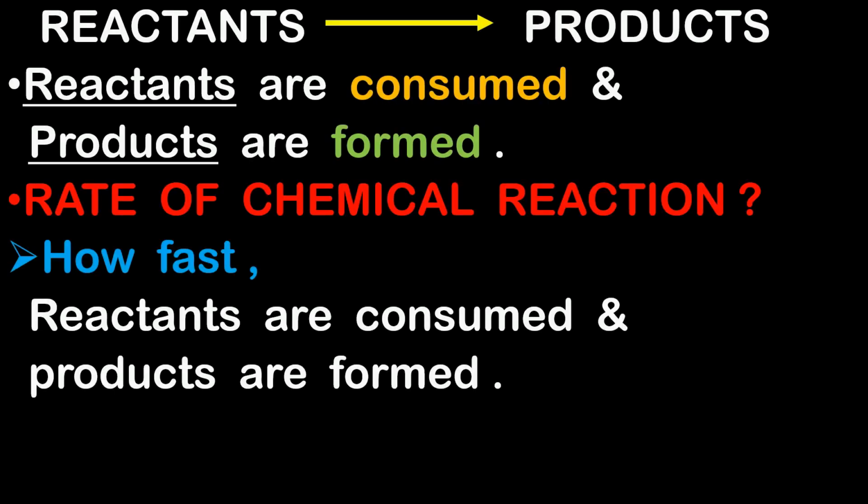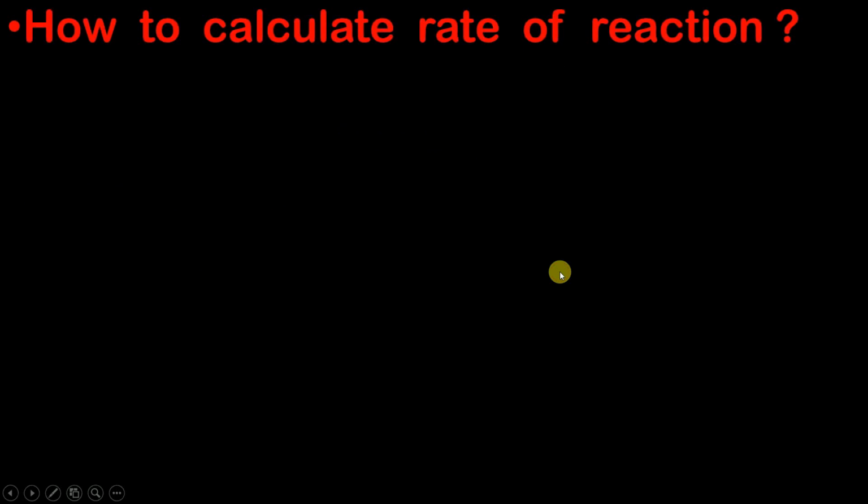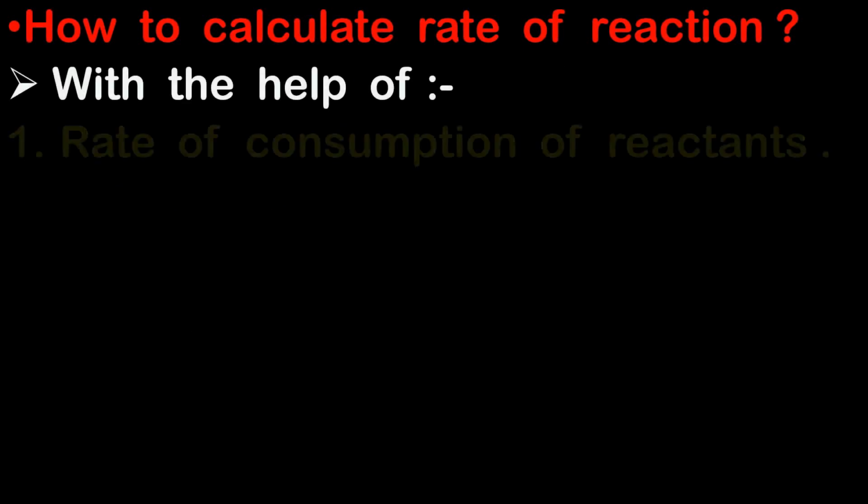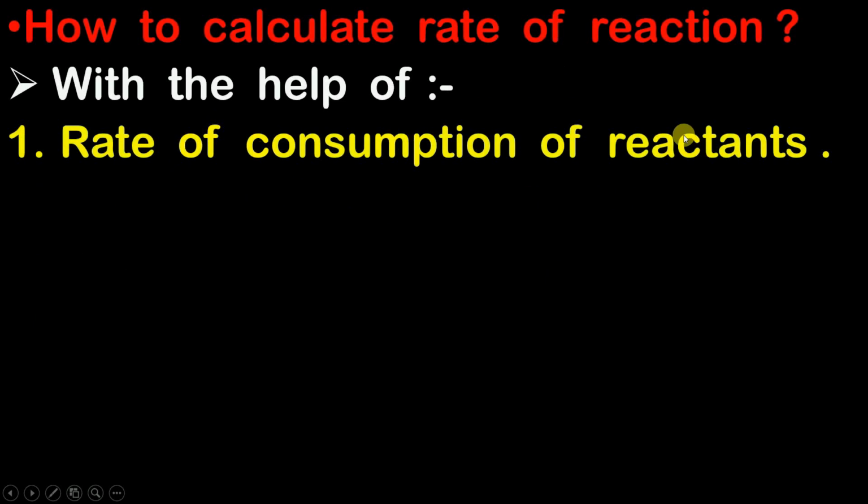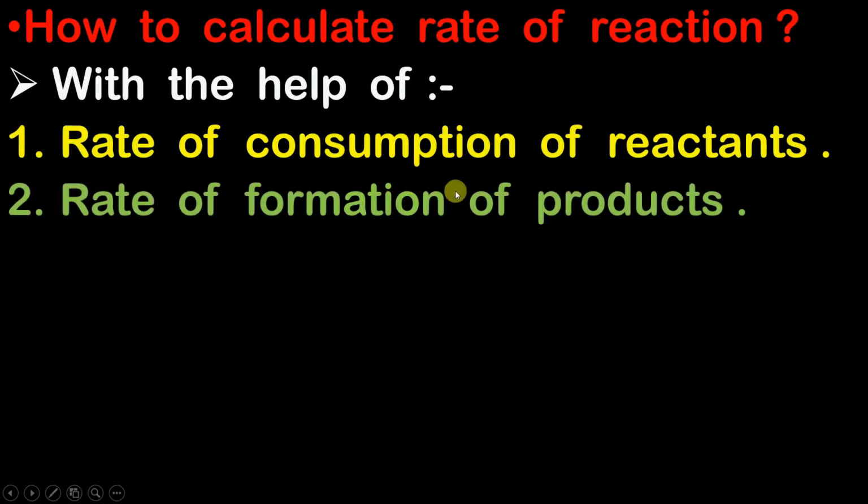As you can see over here, the rate of chemical reaction depends on two factors: consumption of reactants and formation of products. So while you're calculating the rate of a chemical reaction, you also need to consider two factors, that is nothing but rate of consumption of reactants and rate of formation of products. Whenever you need to calculate the rate of a reaction, first you must know what is the rate of consumption of reactants and what is the rate of formation of products, and then only you can calculate the rate of a reaction. Why I am saying this, you will get to know later.